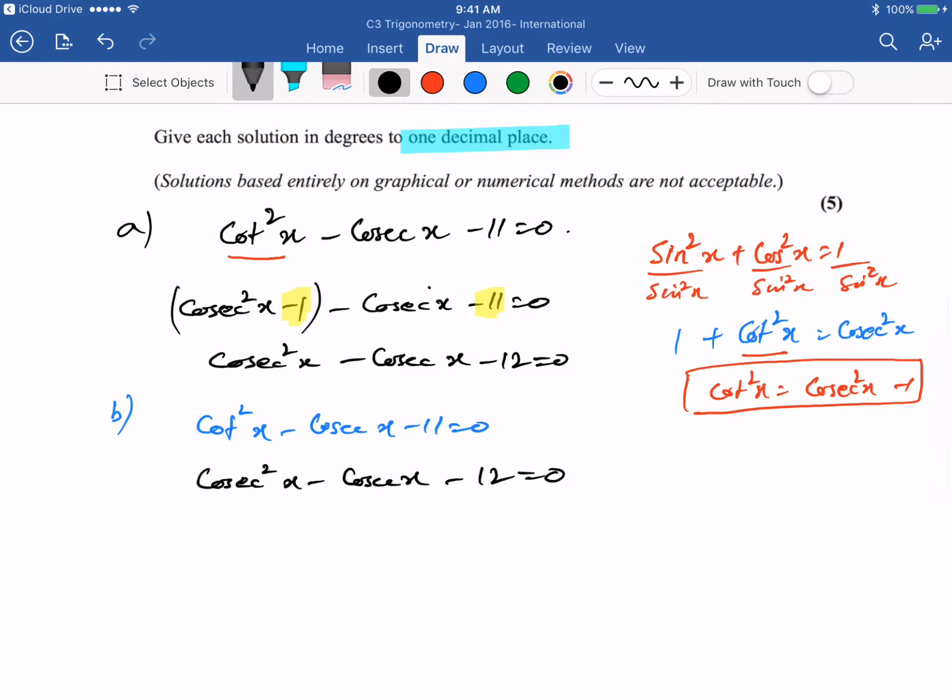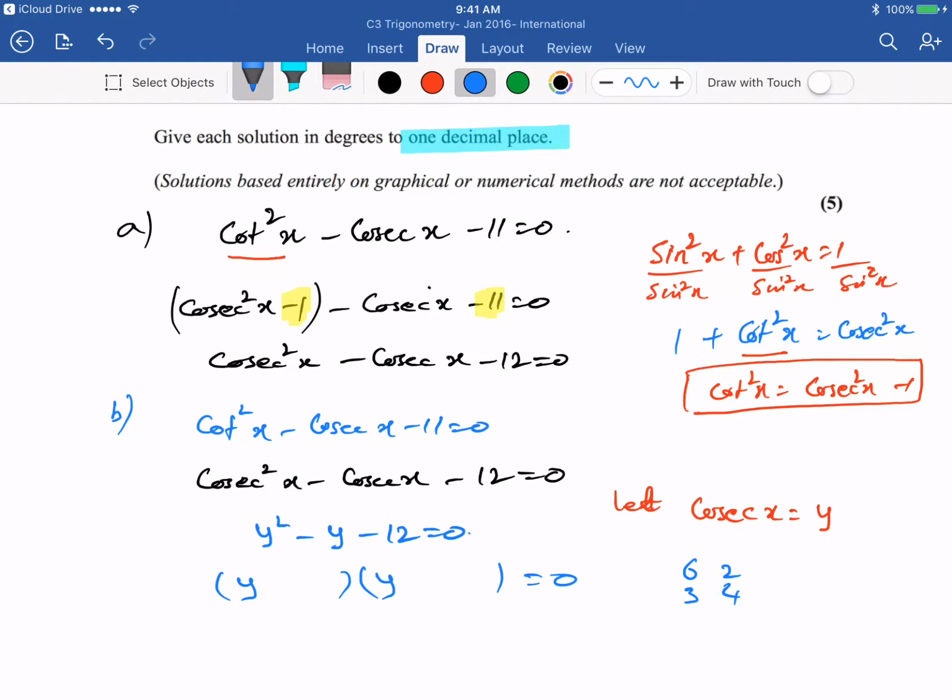So if you are happy using cosec, that's fine. If you don't want to use the trigonometry, you can always substitute and say let cosec x equal, let's say, y. So this equation now changes to y squared minus y minus 12 equal to 0. Some students find that easier to work with. So let's factorize it. 12: 6, 2, 3 and 4.